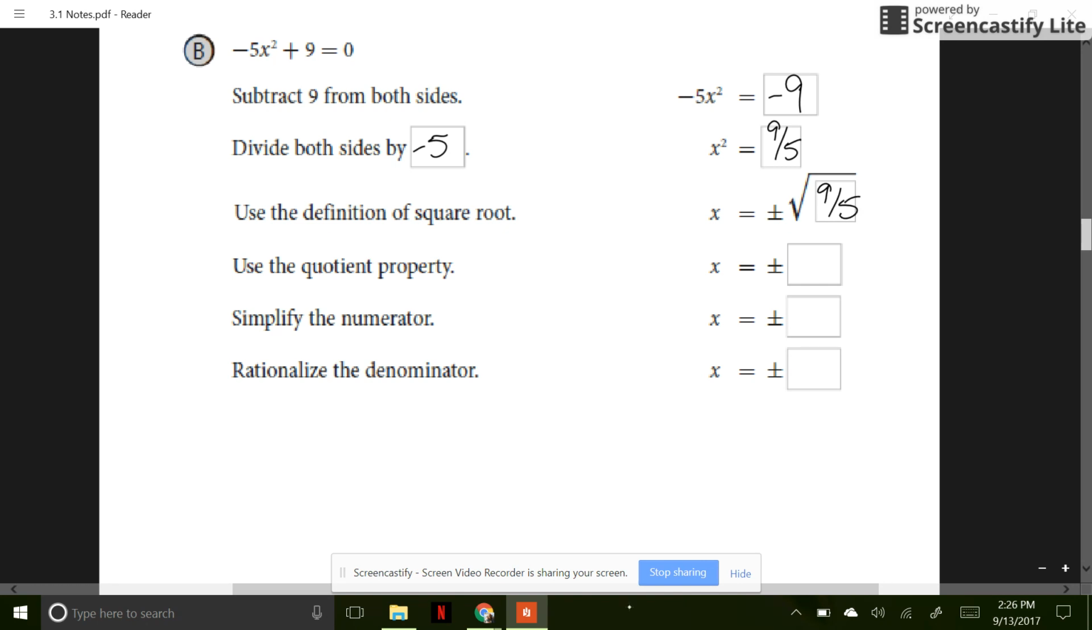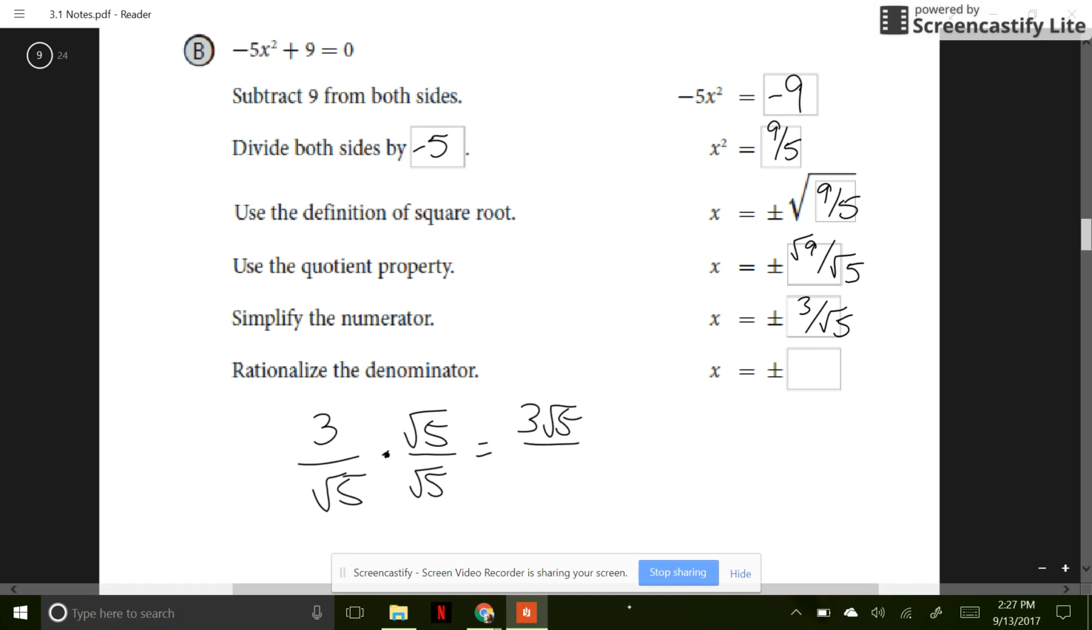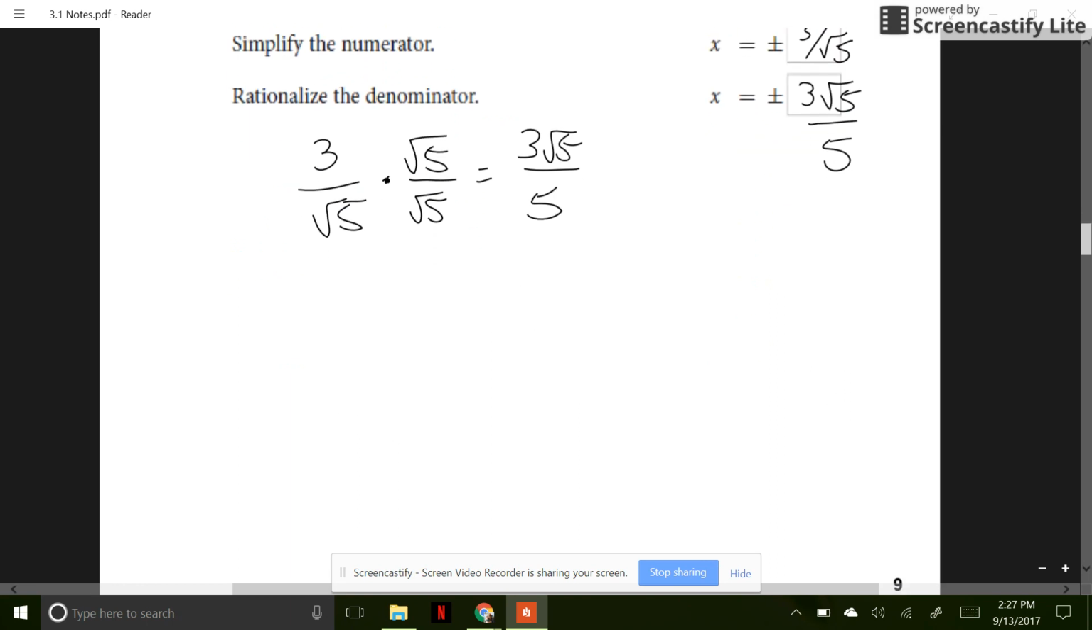We can use our quotient property to break it up into root 9 over root 5. Well, the square root of 9 is 3. However, we still have that root 5 in the denominator. So this is the time where we'll need to rationalize. We'll multiply by root 5 over root 5. That's going to get us 3 root 5 over just 5 in the denominator. So that is our simplified answer.